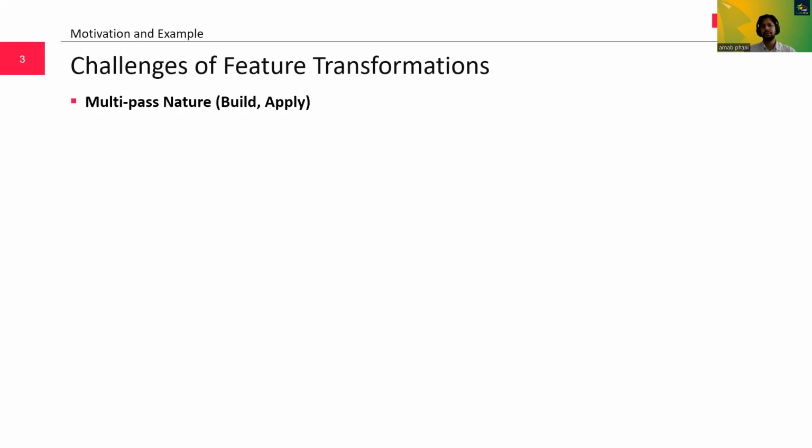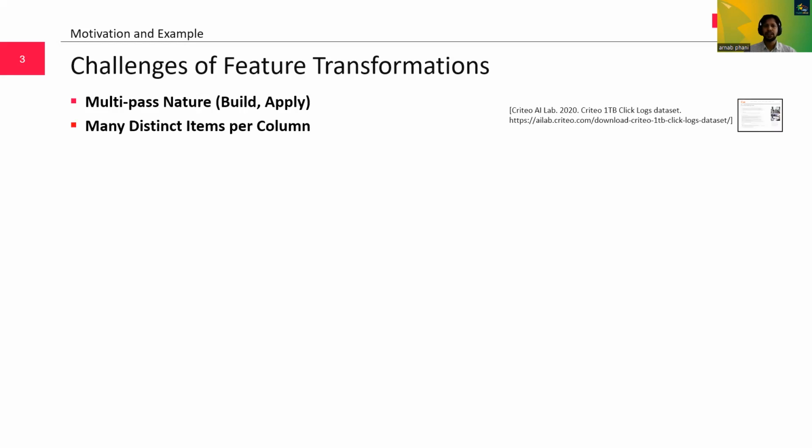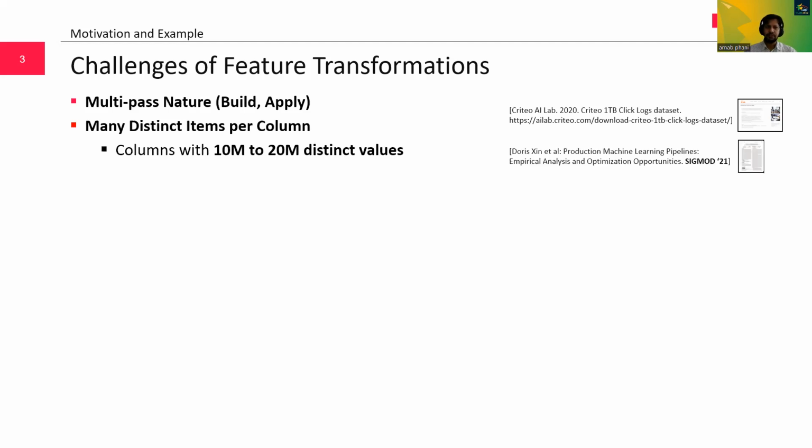Feature transformations are typically applied in two phases. A build phase first obtains the necessary metadata, and an apply phase uses the metadata to transform the input features. Major challenges of feature transformations include many distinct items per column. For example, a publicly available Criteo dataset has a few columns which have more than 70 million distinct items. Previous work reported similar numbers in their production pipelines.